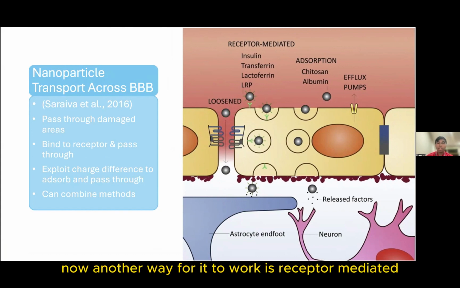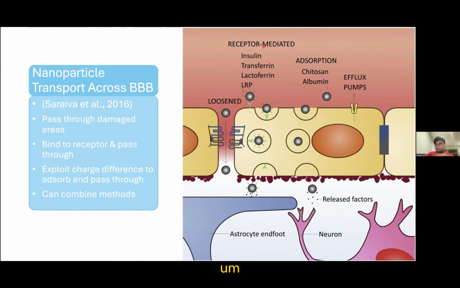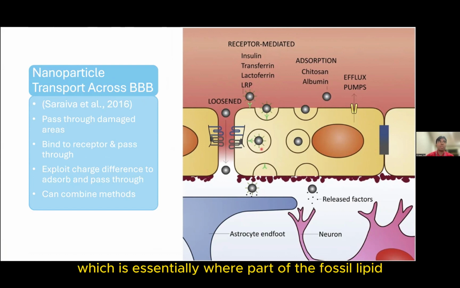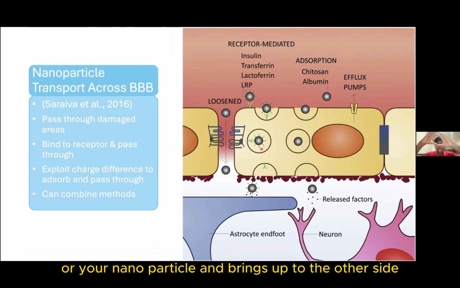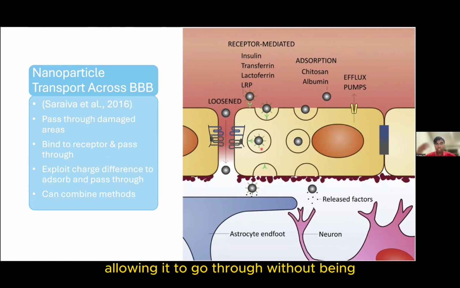Now, another way for it to work is receptor-mediated transfer, where the nanoparticle binds to a receptor on the surface of the epithelial cell, and then it is carried through the cell on what's called a vesicle, which is essentially where part of the phospholipid bilayer that surrounds the cell coats the drug or your nanoparticle and brings it to the other side, allowing it safe transport through.